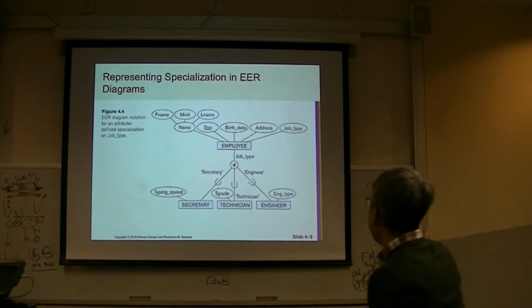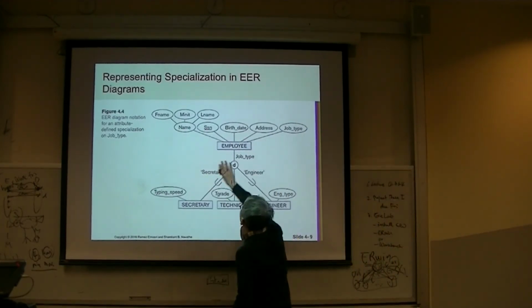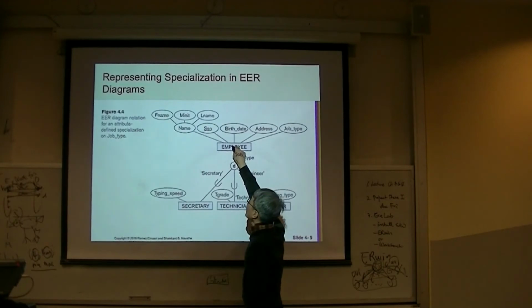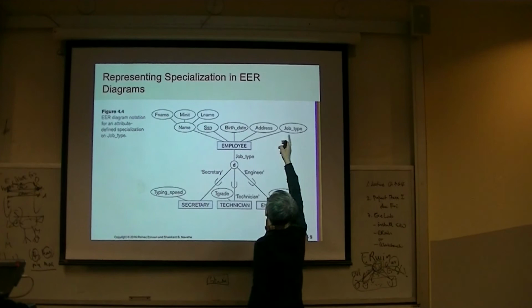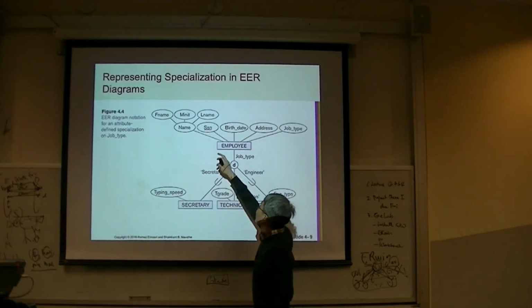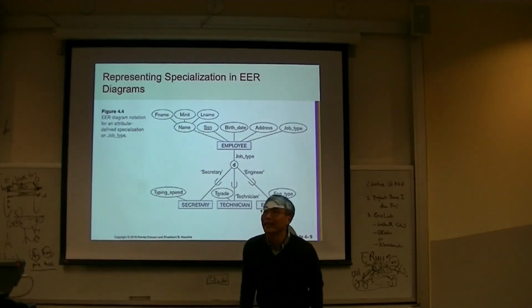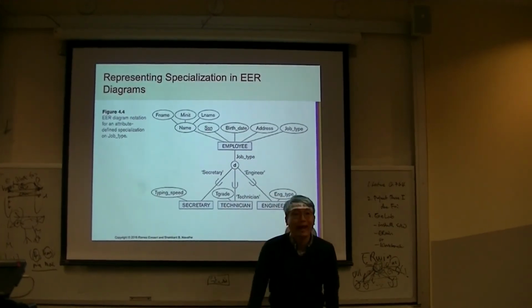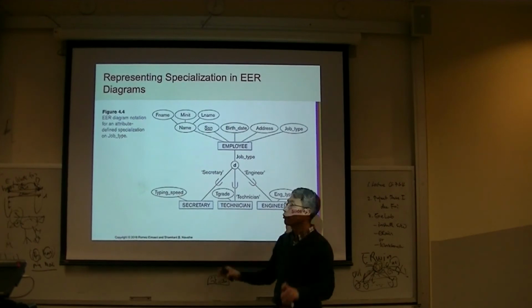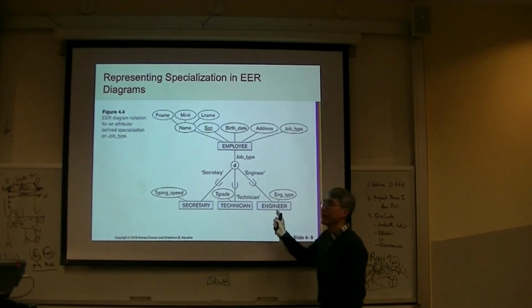If I cover this part, employee is an entity, and the name attribute, social security number, birthday, address, job type attribute. And even social security number is a key attribute. So this is one entity, and there are the attributes. So no problem. However, take a look at the secretary, technician, engineer.